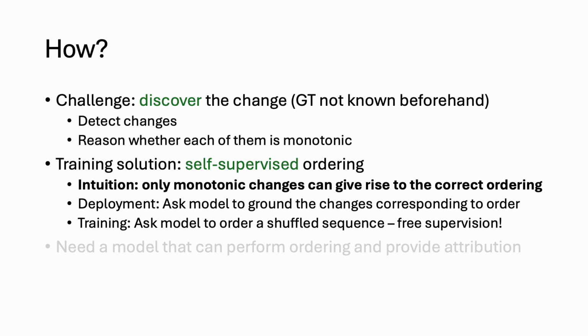The solution we propose is to leverage the temporal ordering in videos. The main intuition here is that only the monotonic changes can give rise to the correct ordering. So if the model orders correctly, it knows where in the images corresponds to that order. This also conveniently allows us to train the model in a self-supervised manner by shuffling the frames and asking the model to predict the correct order. From here, we just need a model that can both perform ordering and provide attribution.